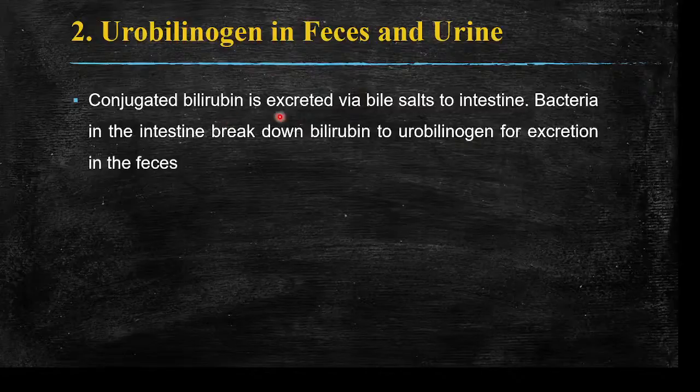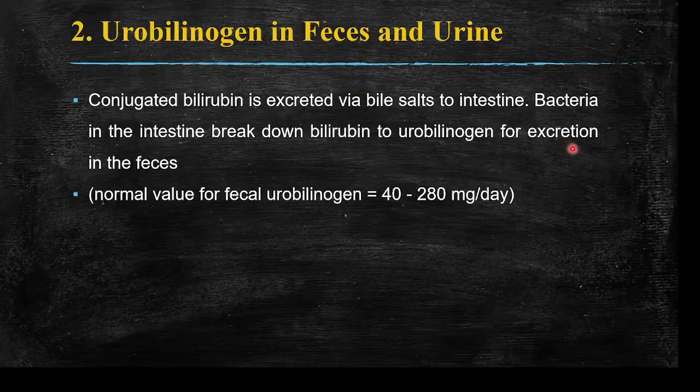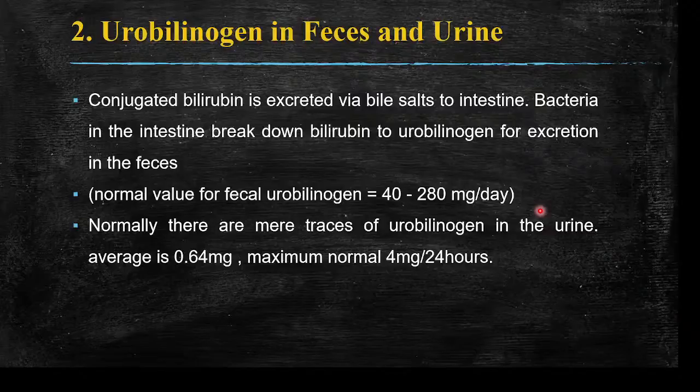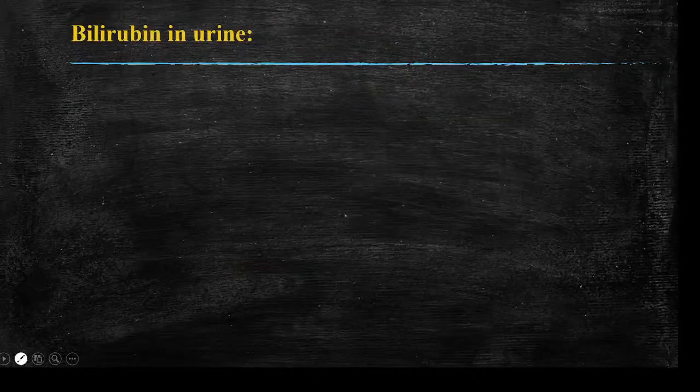So conjugated bilirubin is excreted via bile salts in the intestine, and bacteria in the intestine break down bilirubin to urobilinogen for excretion in the feces. So the normal value for fecal urobilinogen is 42 to 80 milligram per day. Normally there are small traces of urobilinogen in the urine. The average is 0.64 milligram and the maximum normal value is 4 milligram per 24 hours.